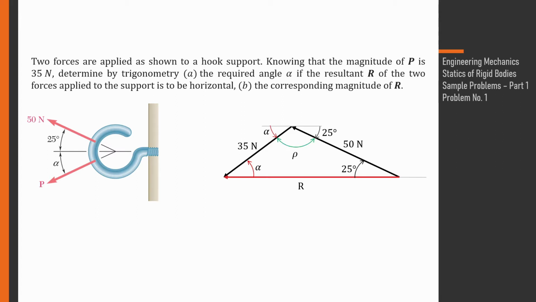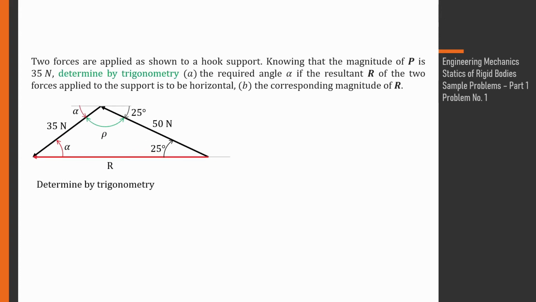So let's solve. Determine by trigonometry using the Law of Sines. Force over sine of the opposite angle is equal to the force over sine of the opposite angle of the other. First we need to find the value of alpha and the magnitude of the resultant R. And we also need ρ because we need this value based on the Law of Sines to get the value of R.